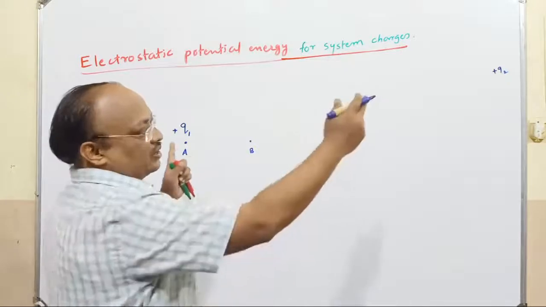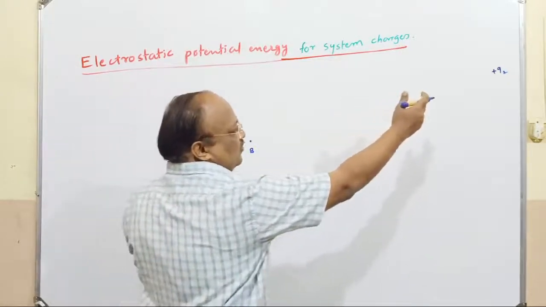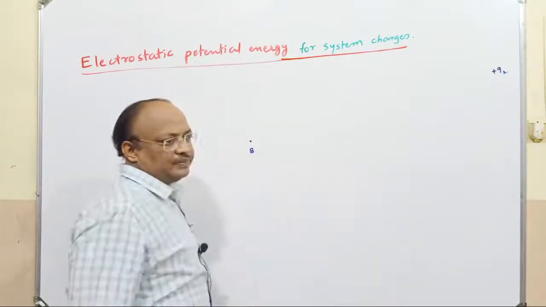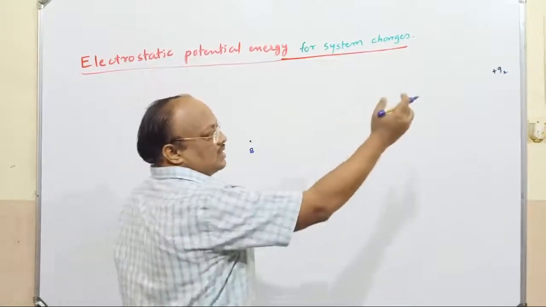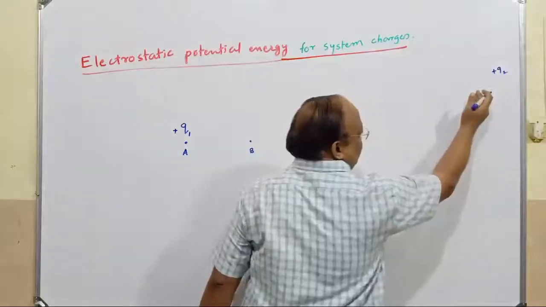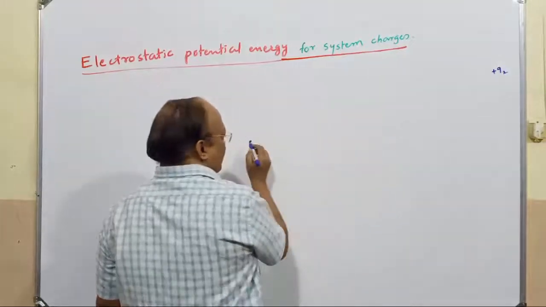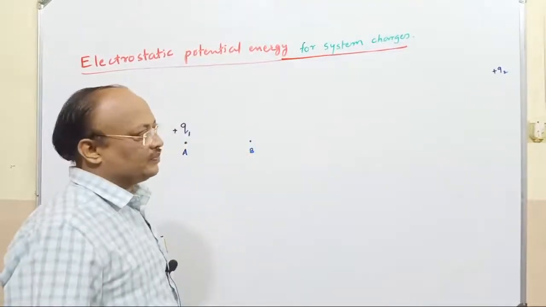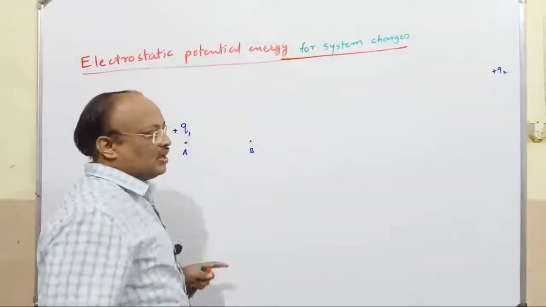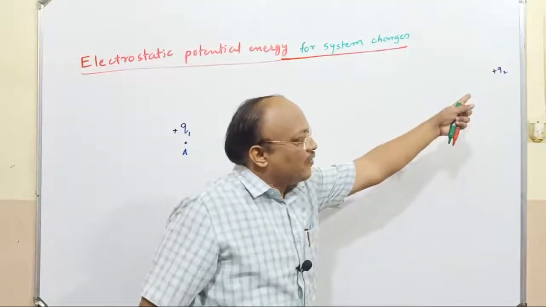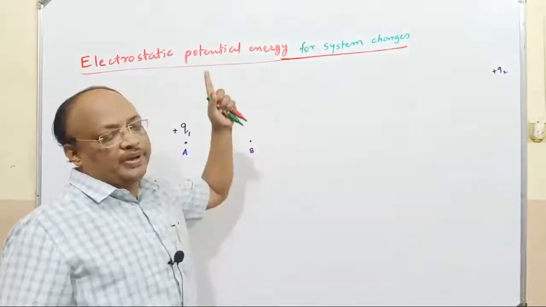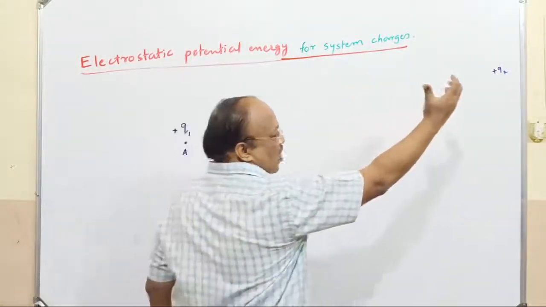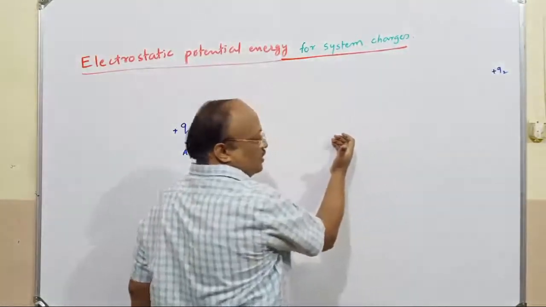So what happens here? There is no repulsive force since it is at infinity. Whereas if I start to bring it here, my aim is to bring it to the position B in the electric field of this Q1. I am bringing it from infinity to this point B. Then continuously I have to do work on it.